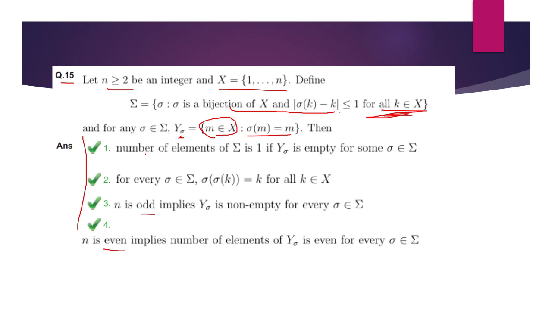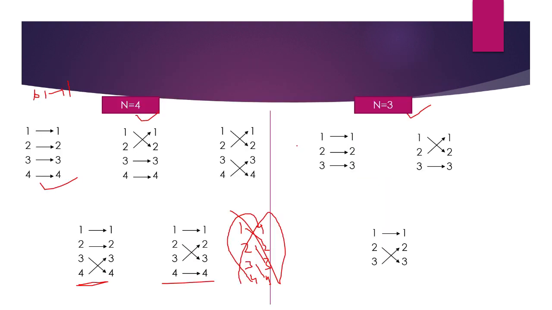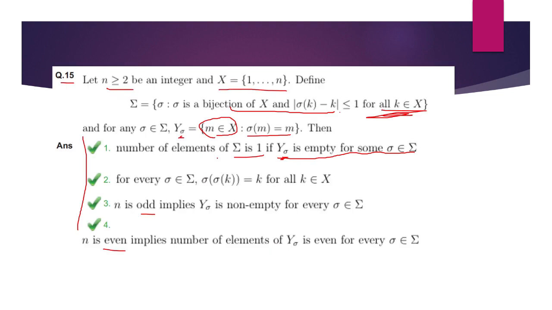Now the first option says the number of elements of Y sigma is 1 if Y sigma is empty for some sigma belonging to capital sigma. Y sigma is empty means sigma of m is not equal to m for all m. None of the bijection functions have this. So in such a case, it is only this one, and that is when n is an even number. Well, we didn't take the odd because we have this and this. So in the even case, there's only one situation such that no element has the same image. So therefore, this option is correct.